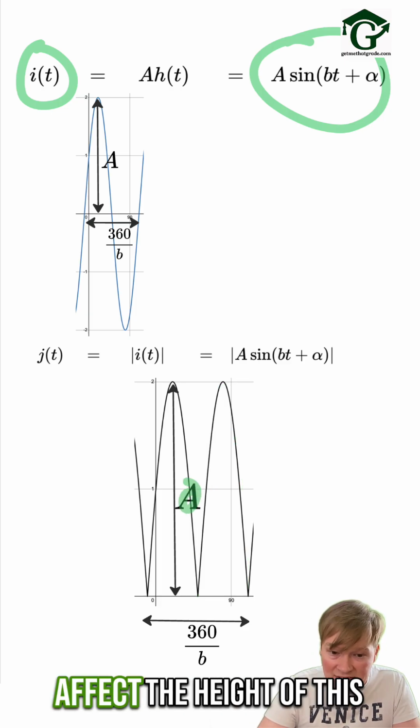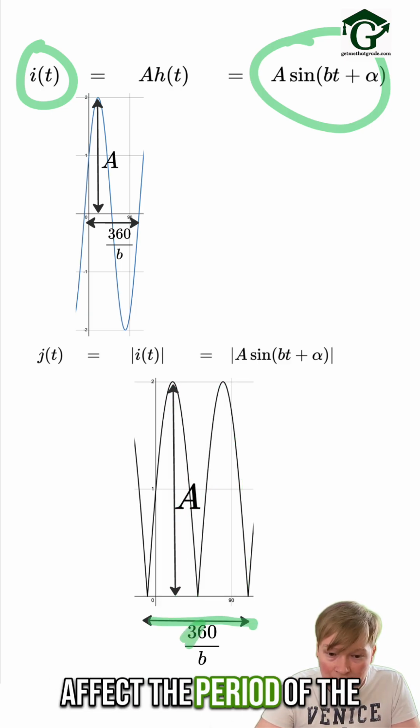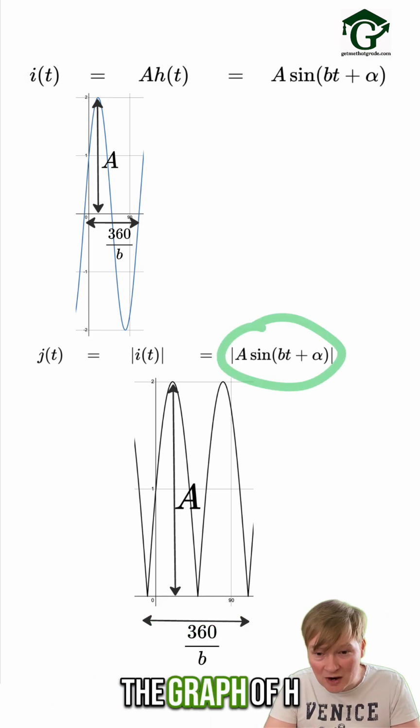Note that this doesn't affect the height of this graph here, it's still a, nor does it affect the period of the graph. It's still 360 over b. So what we've got here is the graph of h.